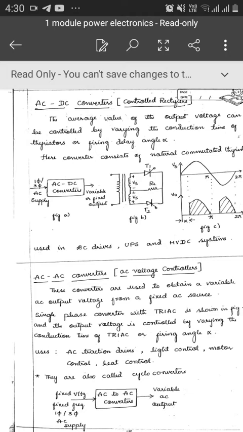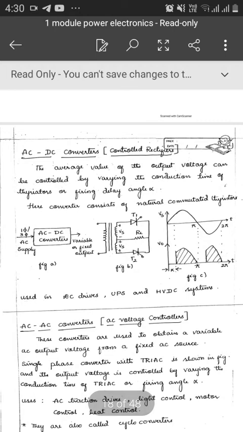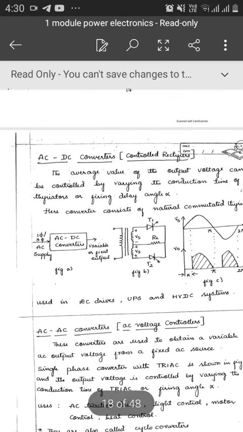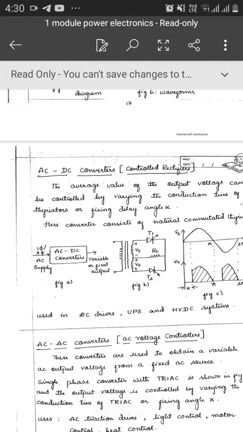The average value of the output voltage can be controlled by varying the conduction time of a thyristor, or the firing angle delay alpha, as shown in the figure. They are also called controlled converters. In AC to DC converters or controlled rectifiers, you are using an SCR. SCR is a controlled device.